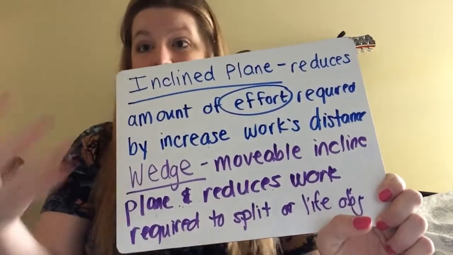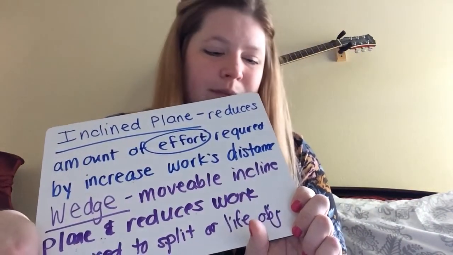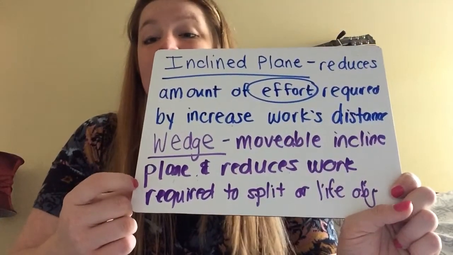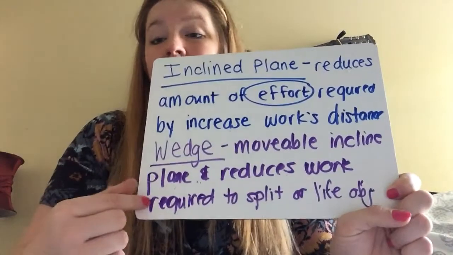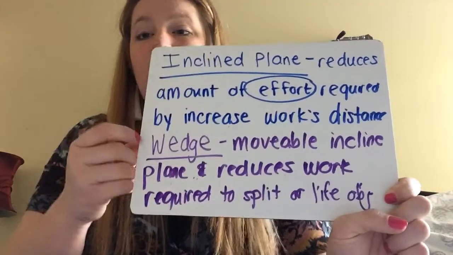So it's like a knife, an axe, doorstops, plows, different things like that. But all it does is it's still reducing the work, the effort that we have to require to make that object move. So another one: inclined plane, wedge.